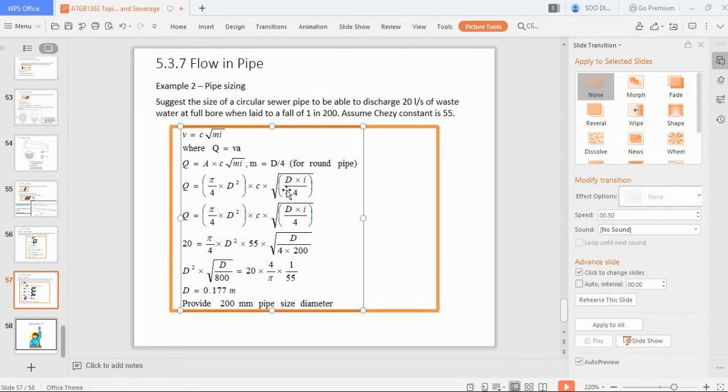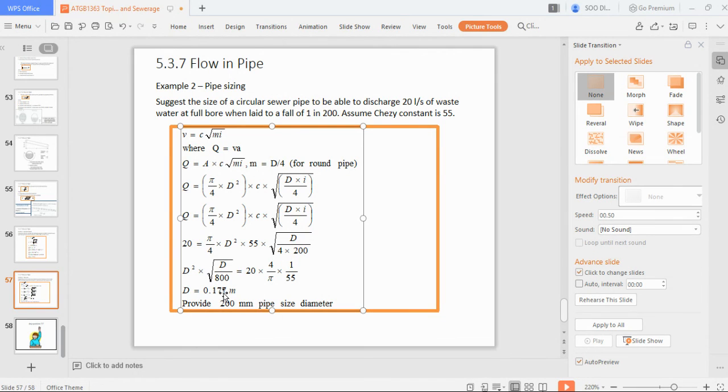and you'll get this formula. And you know your M, which is D over 4. You can substitute the M with D over 4. Then you have a big equation for you to substitute all the known variables into. With that, you will have to move your formula around and solve it for one side. Finally, you will get that D equals 0.177 meter. So you have to provide a 200 mm pipe size diameter.